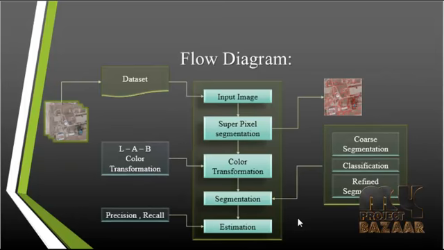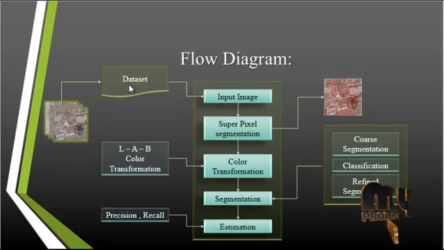Now we discuss the flow diagram for the process. This is the overall flow diagram for the process. At first, the input image is taken from the dataset. The dataset is a folder which consists of several dataset images. Here I have attached some sample dataset images. Select any one image from the dataset. After selecting the image, superpixel segmentation is carried out for the initial image. The superpixel segmentation result will be like this.